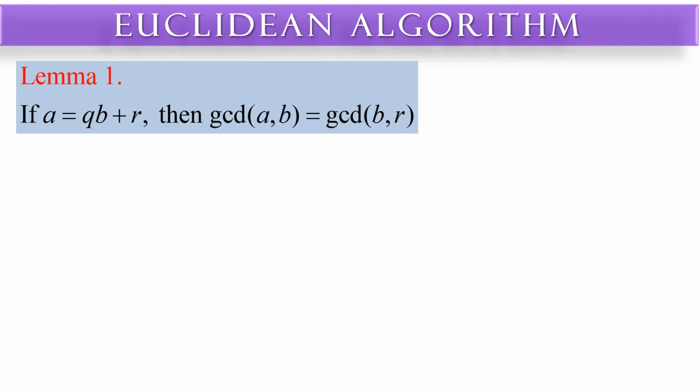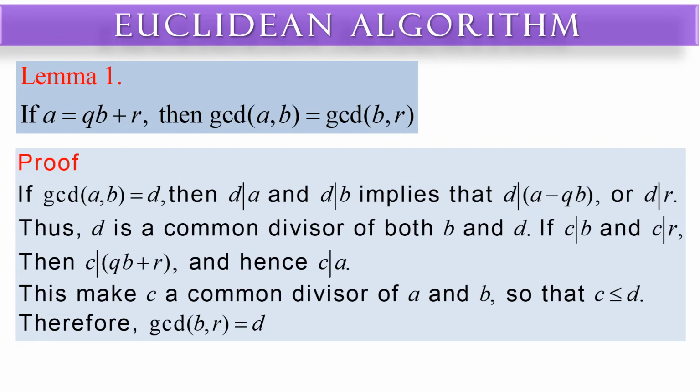We argue that Rn, the last non-zero remainder, which appears in this manner, is equal to GCD of A and B. Our proof is based on the lemma in this slide. Lemma 1: if A = QB + R, then GCD of A and B is equal to GCD of B and R.